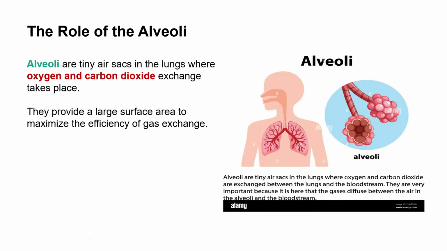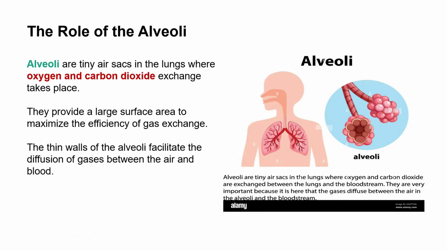They provide a large surface area to maximize the efficiency of gas exchange. So these alveoli are always trying to provide a large surface area in order to maximize the efficiency of gaseous exchange. The thin walls of the alveoli facilitate the diffusion of gases between the air and the blood.